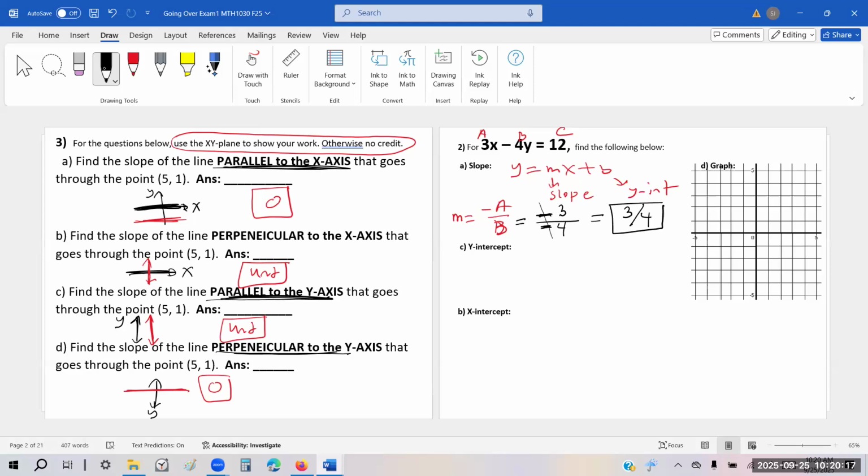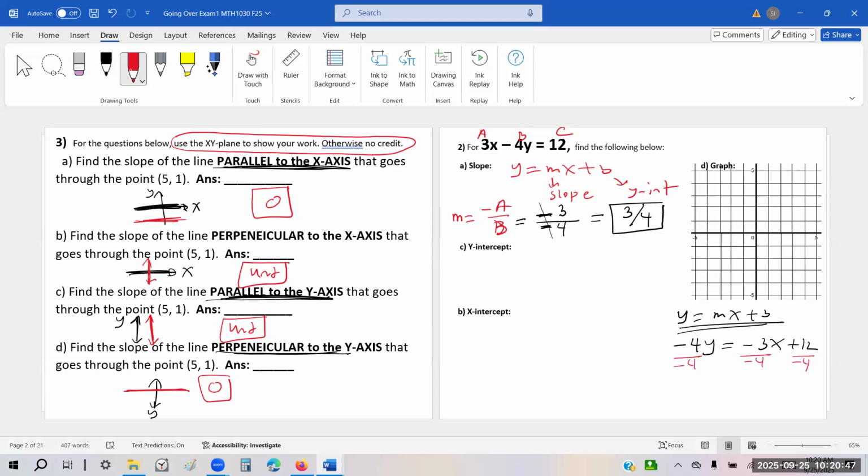Only a few of you did it this way, no problem. Let me show you how to do it the other way. If you want to convert to y equals mx plus b format, that means you need to get your y alone. So you subtract 3x from both sides. So you get negative 4y equals negative 3x plus 12. You guys did it perfectly. And then divide everything by negative 4.